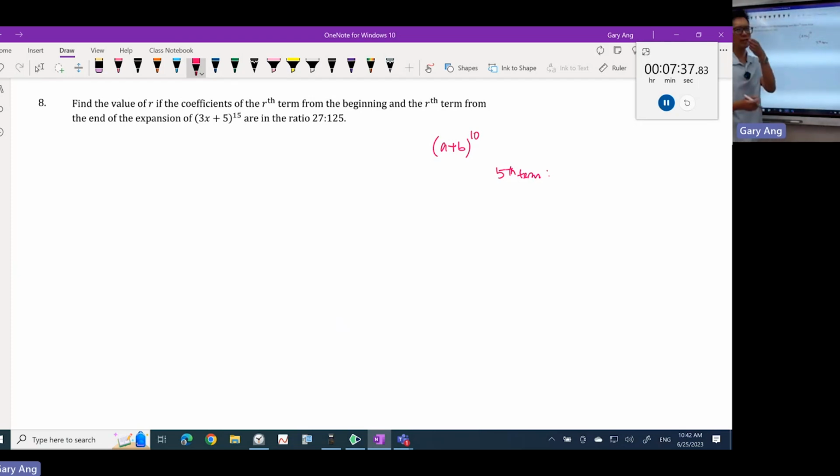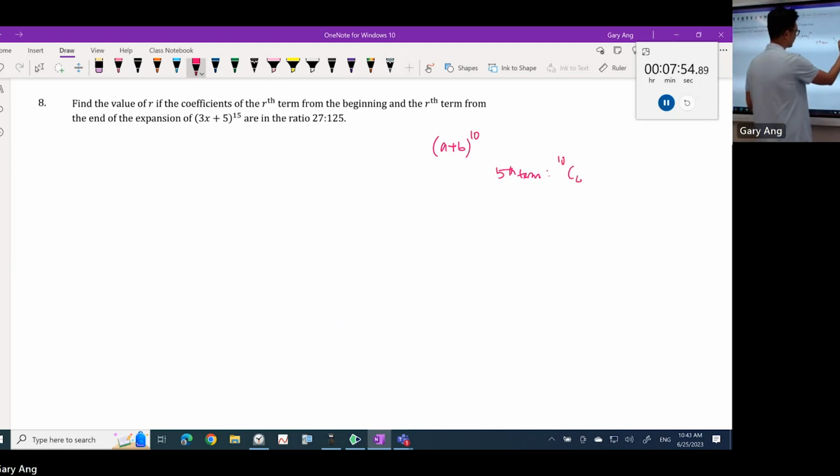So we understand that the first term is NC0, the second term is NC1. So the NCR, the number below, is always one less than the position number, which is why it's called the R+1 term formula. So this will be 10C4. The fifth term will be 10C4.